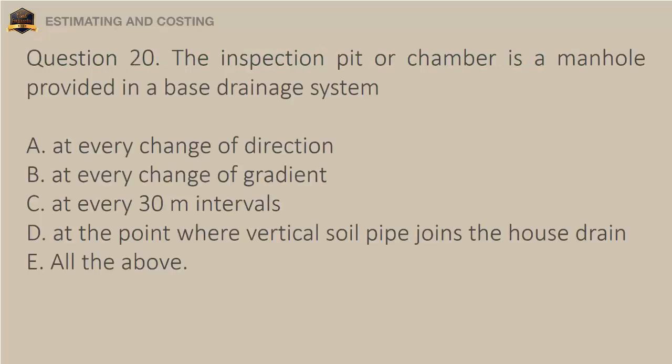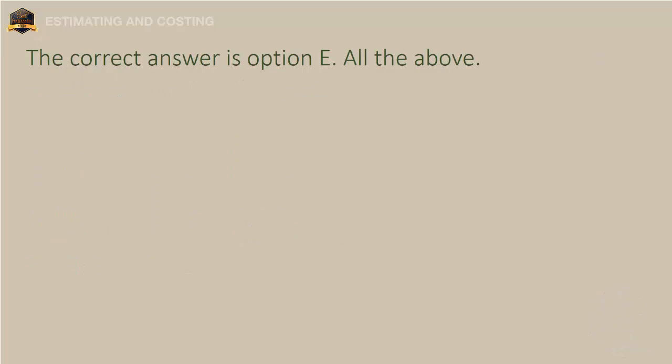Question 20. The inspection pit or chamber is a manhole provided in a house drainage system. A. At every change of direction. B. At every change of gradient. C. At every 30 meters interval. D. At the point where vertical soil pipe joins the house drain. E. All the above. The correct answer is option E. All of these.